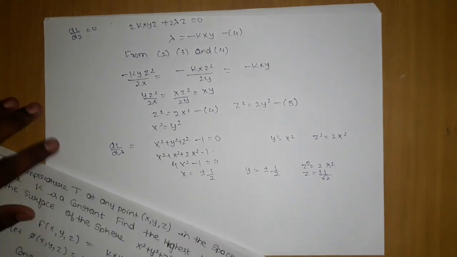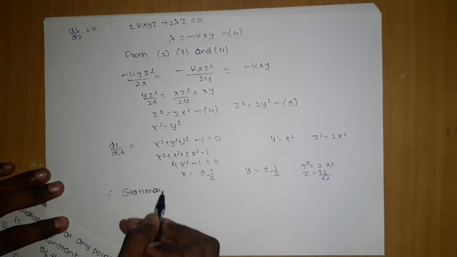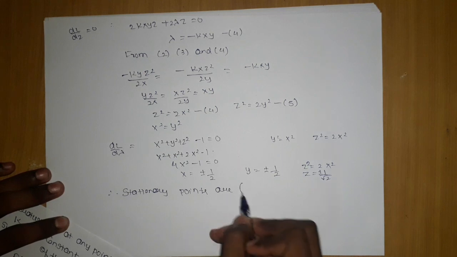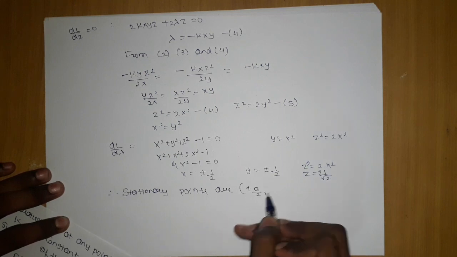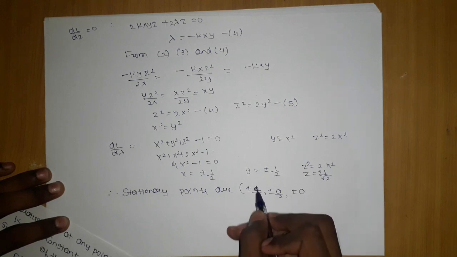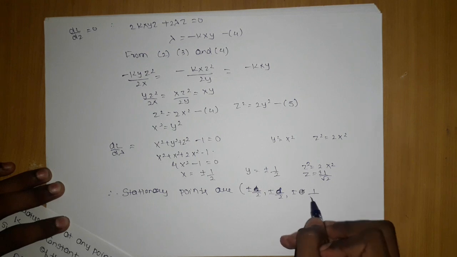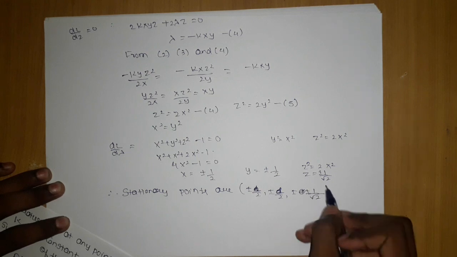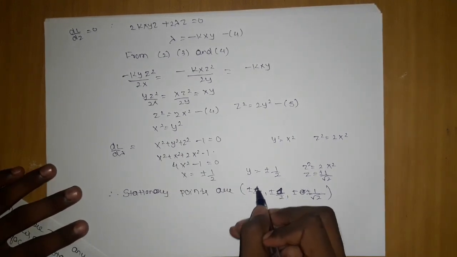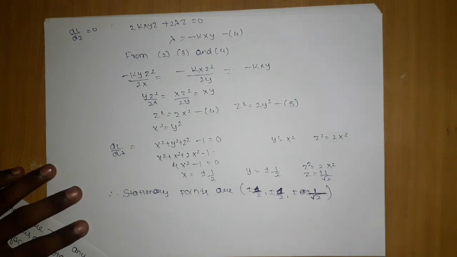Now what we can get, therefore, the stationary points are plus minus 1 upon 2, plus minus 1 upon 2, and here plus minus 1 upon under root 2. So we got this thing.